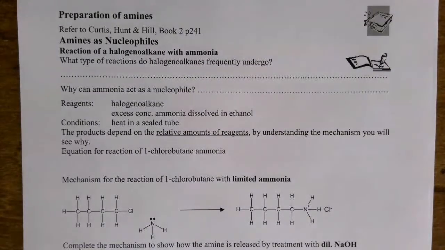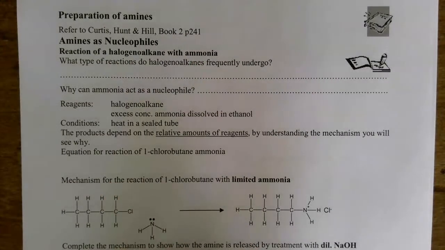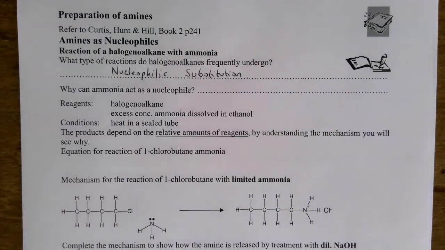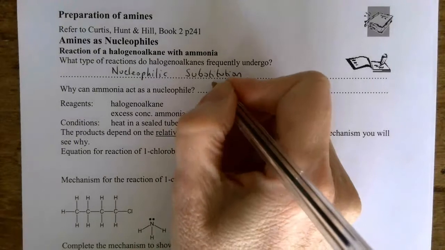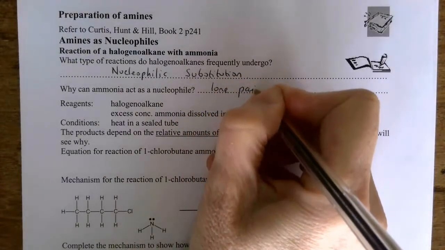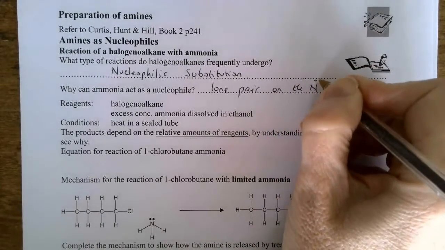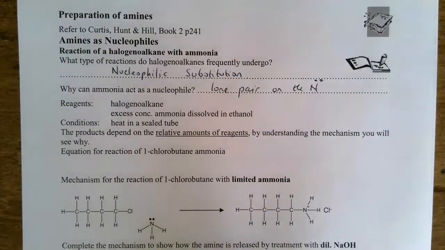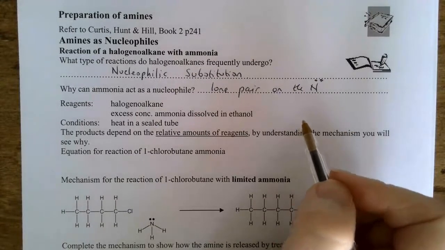Okay, so we're looking at the preparation of amines. The first thing we need to understand is that amines are good nucleophiles. So when we react a halogenoalkane with ammonia to make an amine, this is an example of a nucleophilic substitution reaction. The reason that ammonia can act as a nucleophile is because of the lone pair on the nitrogen. So the nitrogen has this lone pair of electrons, there they are, which you can use to make a dative covalent bond with something. And that's what makes something a nucleophile, an available lone pair of electrons.